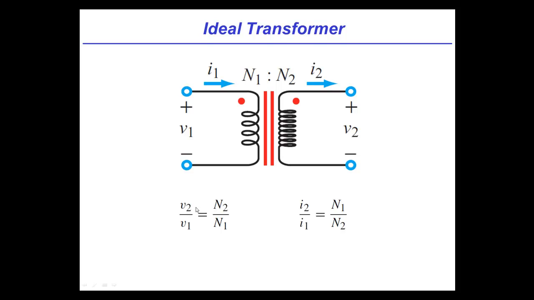There's a relationship between the secondary output voltage and the input primary voltage. V2 over V1 turns out to be exactly equal to N2 over N1. That has to do with how the magnetic fields interact, but the consequence is that the ratio of V2 to V1 is set by N2 and N1.